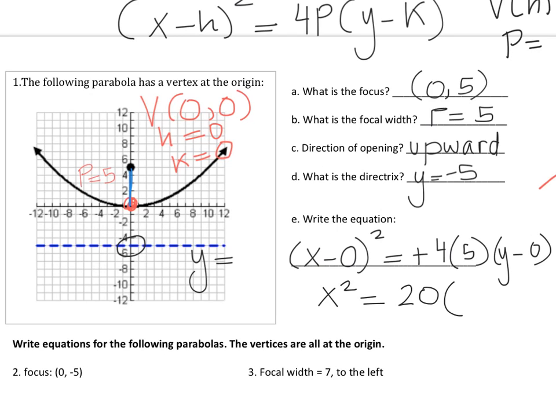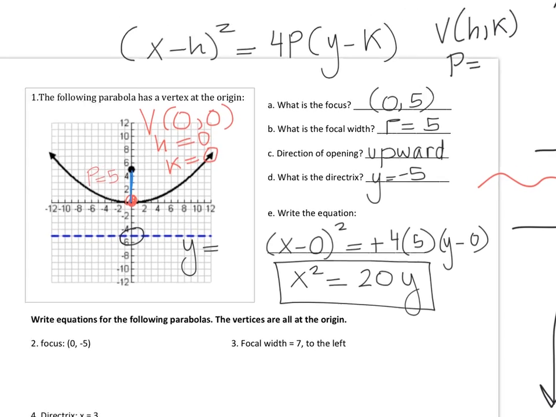Then parentheses y minus 0, which is y. So you can choose to keep the parentheses or you can just erase them, whatever works best for you. So that is the equation: x squared equals 20y. Now, every time the vertex is at 0, 0, it means it's at the origin, then h and k are 0. So you can directly write x squared and y. Okay, so that is number 1.